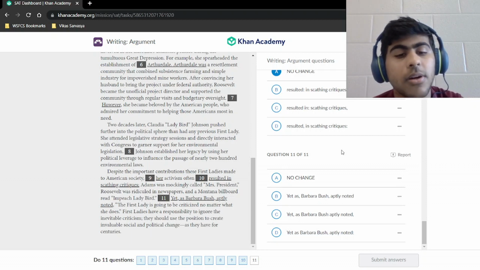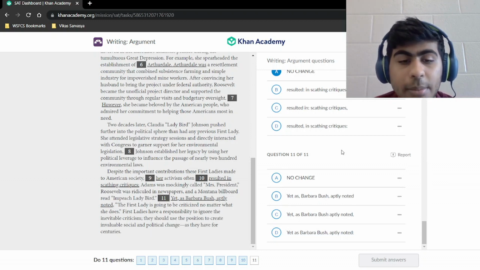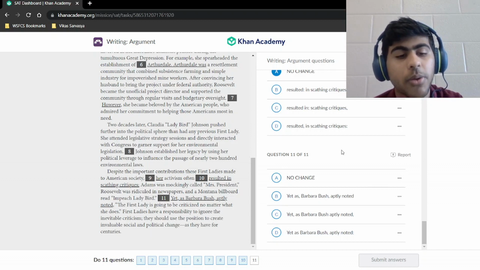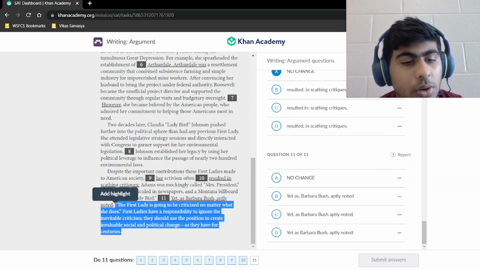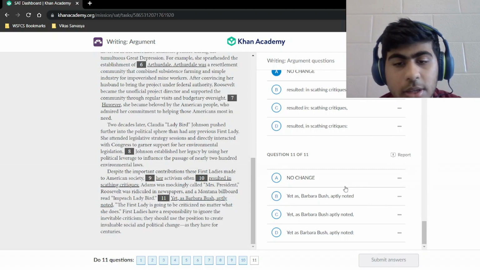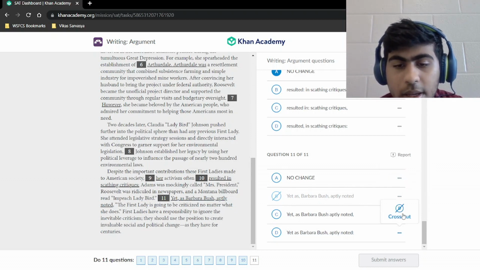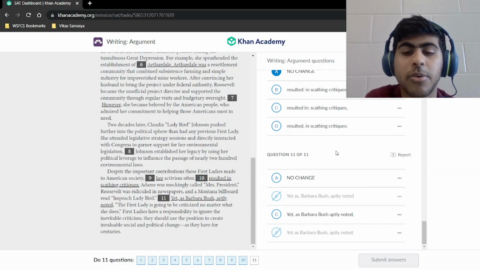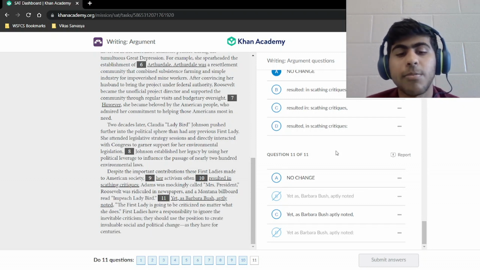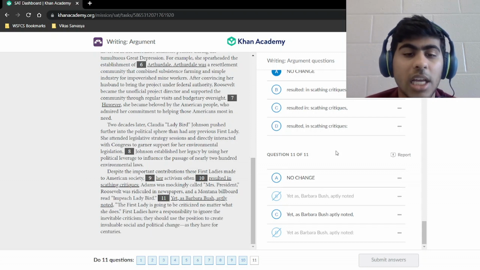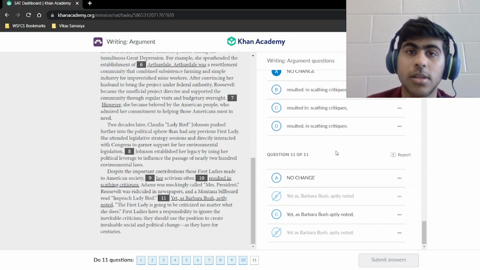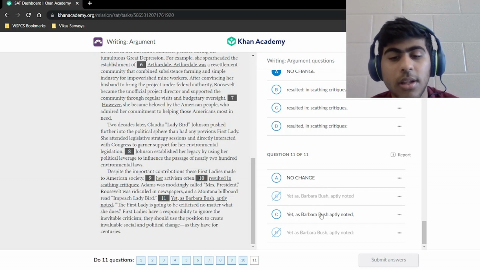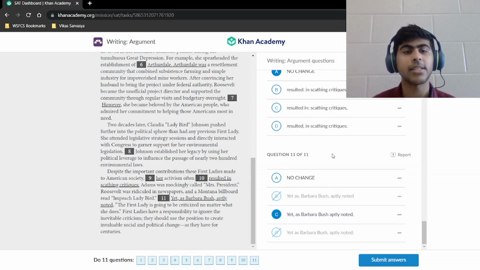All right, so we're looking at this part that says, yet as Barbara Bush aptly noted. Before you have the quote, you always have to have a comma before it. So it has to have a comma, so it's A or C. So we can cross out B and D. And then we have yet as Barbara Bush, comma, aptly noted, versus yet, comma, as Barbara Bush aptly noted. Well, do we really need a pause there? Because yet, comma, as Barbara Bush aptly noted, is one clause. So we're not going to add another comma in, so we're just going to leave the comma out, which is answer choice C. That is it for this passage.